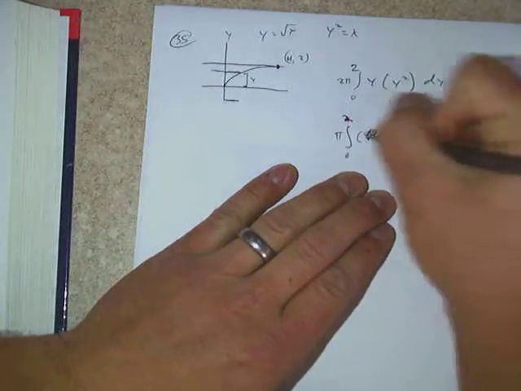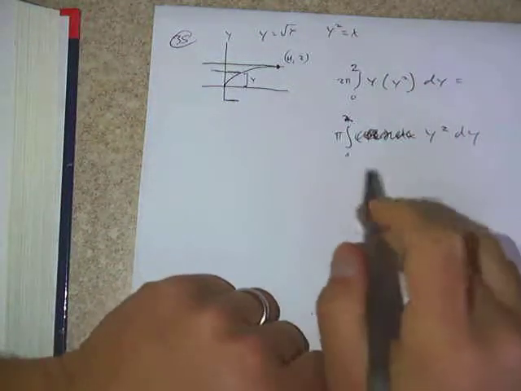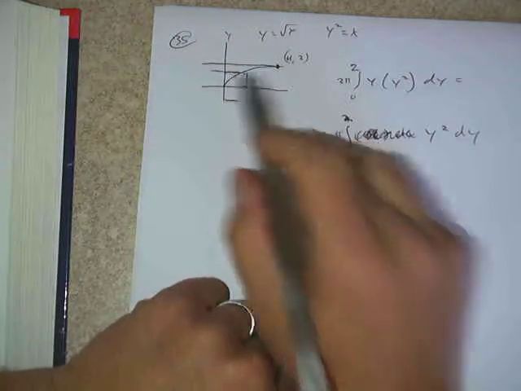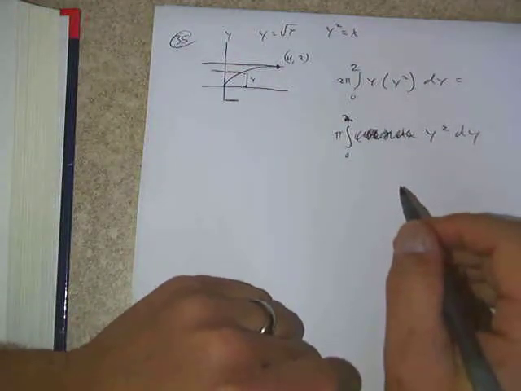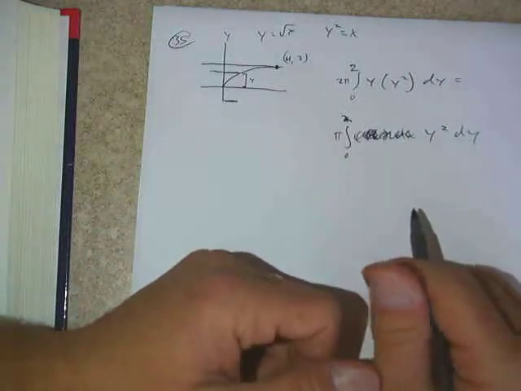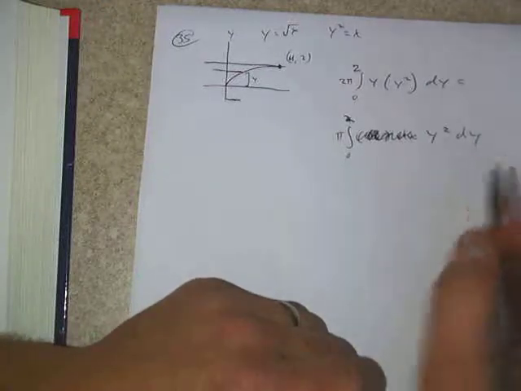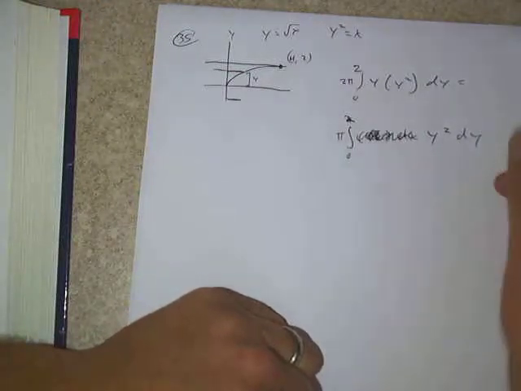So for part B, we could go 0 to 4 this time of pi times, and what's the radius of that disk? The radius of that disk is just simply radical x dx. Nope, I lied. Still y squared, sorry. And we still got 0 to 2. Okay, we're in a horizontal slice now, so scratch that. So the integrand here would be y squared dy.